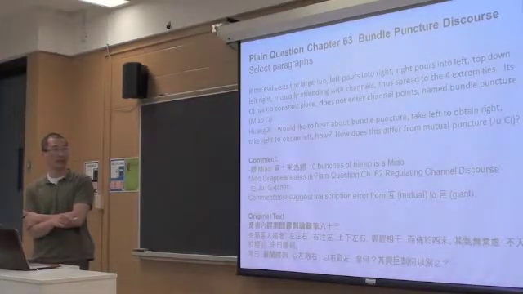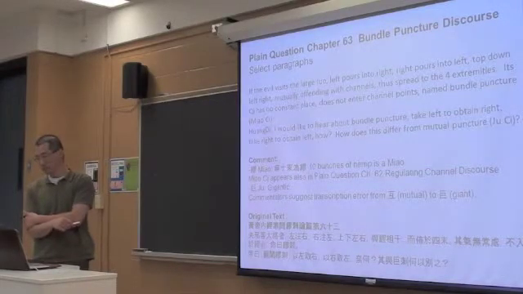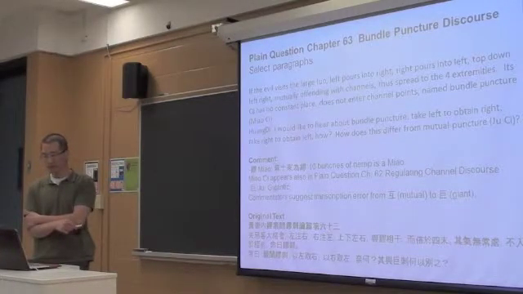And then they say that we name this bundle puncture, and the Chinese for that is miaozi. Huangdi then says, I'd like to hear about this bundle puncture. Take the left to obtain the right, take the right to obtain the left. How does that work? How does this differ from mutual puncture? Okay, and this is Chinese juzi.